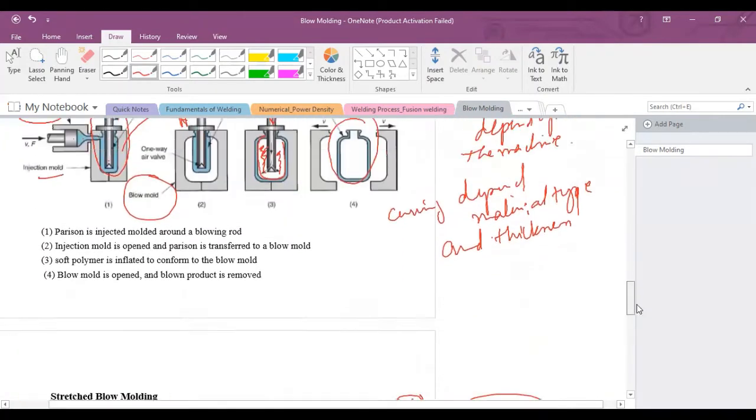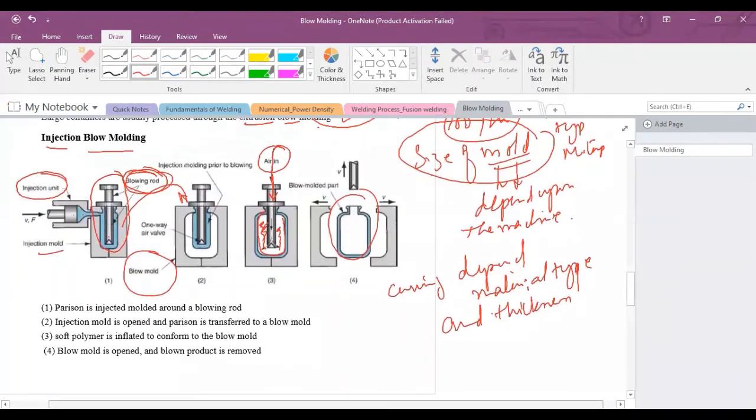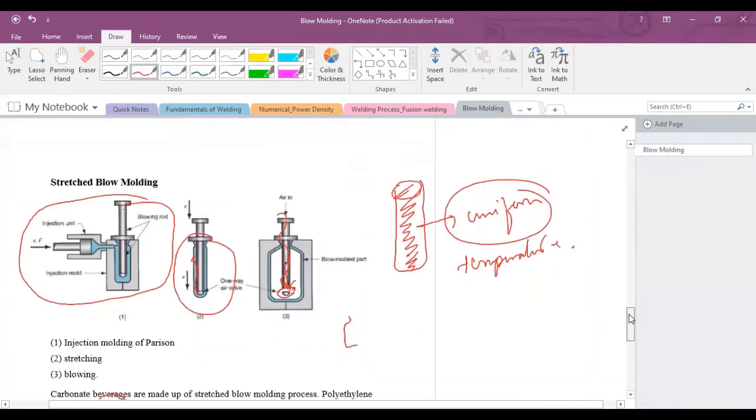In injection blow molding, normally you can produce milk bottles with the help of pad material. Pad materials or polyvinyl materials you can use. The third and the last type is stretch molding.